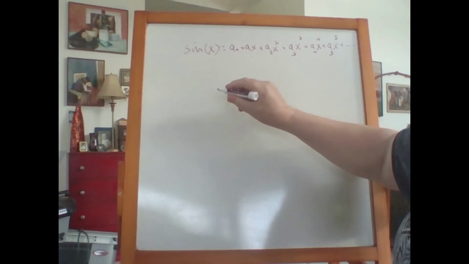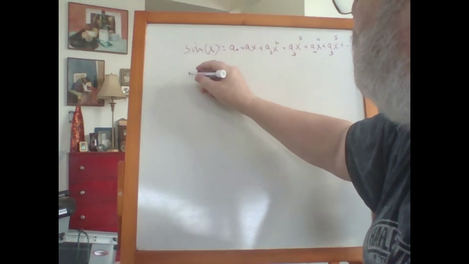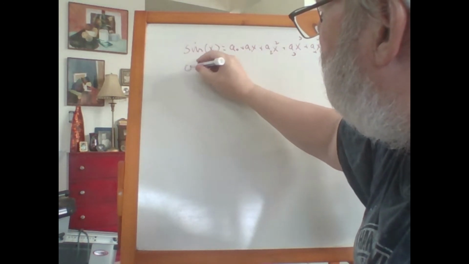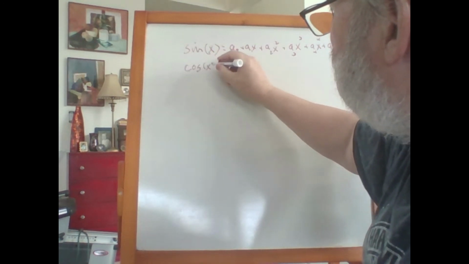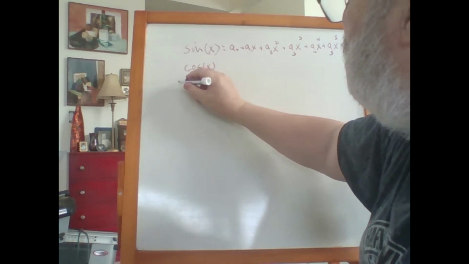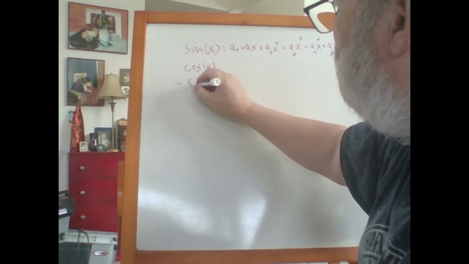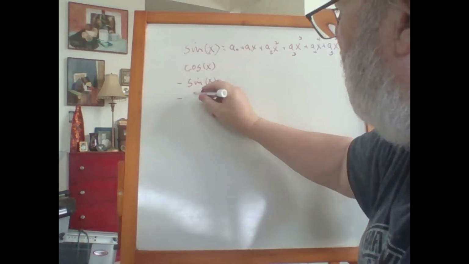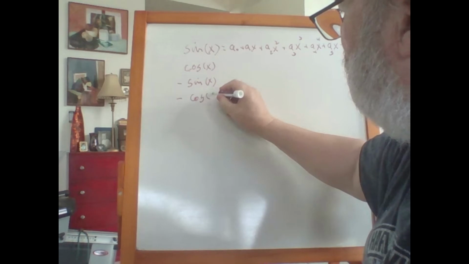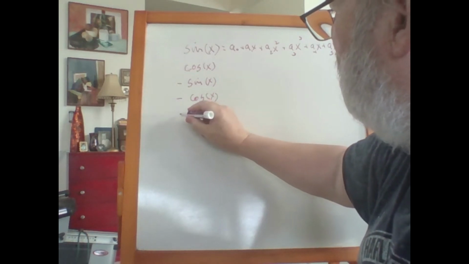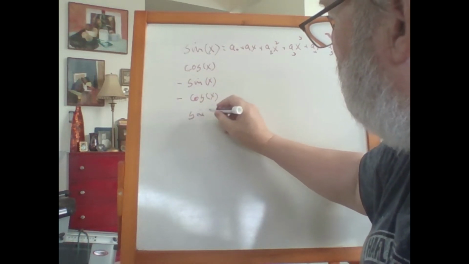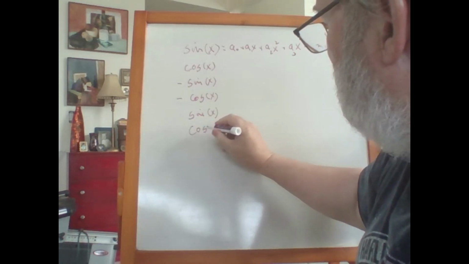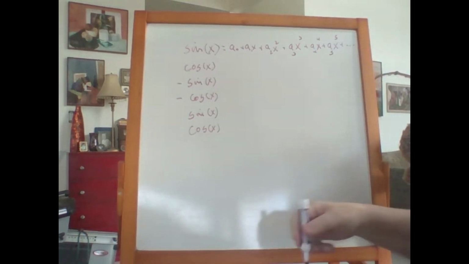So now let's start taking our derivatives. The derivative of the sine function is the cosine of x, and the derivative of the cosine of x is minus sine of x, and then we have minus cosine of x, and we have sine of x, and cosine of x, and so on.